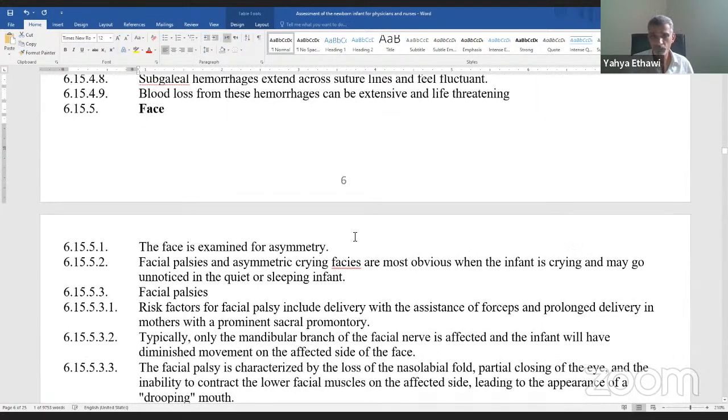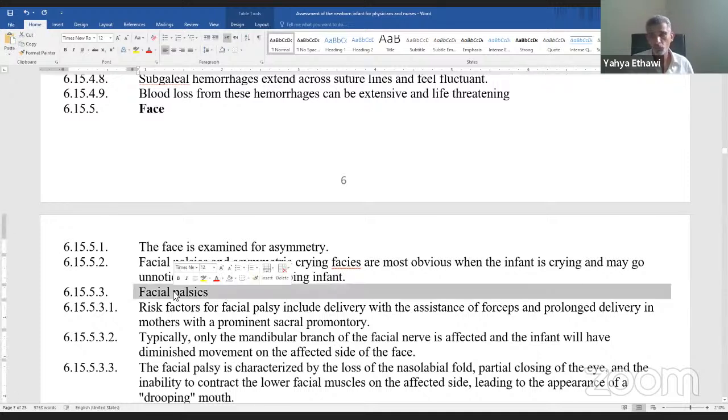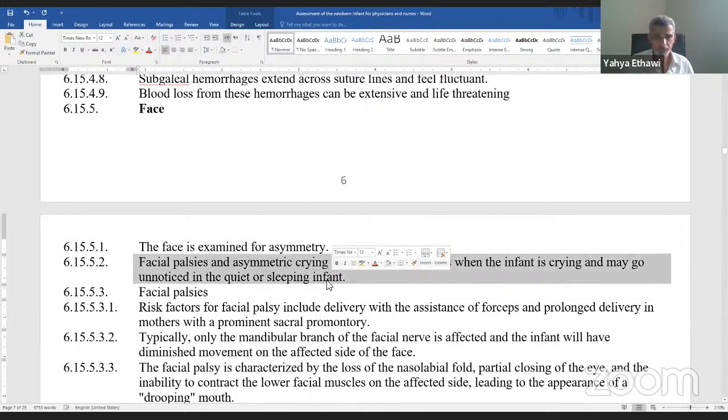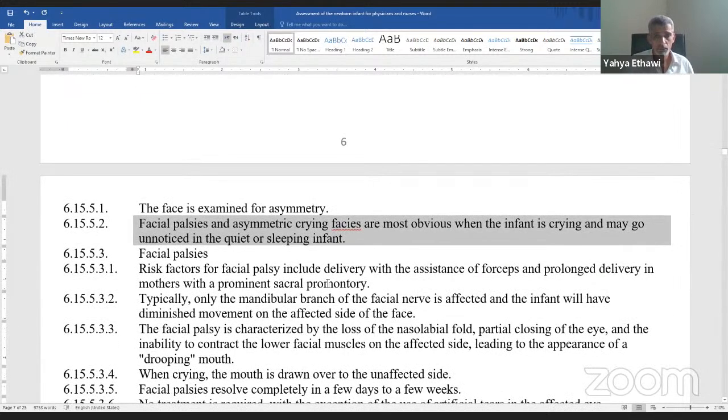Face, very important, symmetry and asymmetry. Crying helps you to identify any birth trauma. Sometimes abnormal movement can be missed if the baby is quiet and not moving, so you need to make sure that you don't miss them, because sometimes they can be missed if the baby is quiet and not crying.